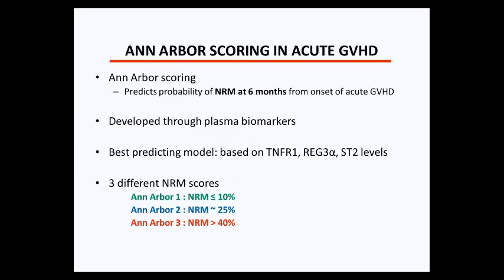Through the ANOVA scoring, 3 different scores were identified that could correlate with different levels of non-relapse mortality. ANOVA score 1, non-relapse mortality up to 10% at 6 months. ANOVA 2, which is an intermediate level, non-relapse mortality of approximately 25% at 6 months. And ANOVA 3, which is a non-relapse mortality of more than 40% at 6 months.